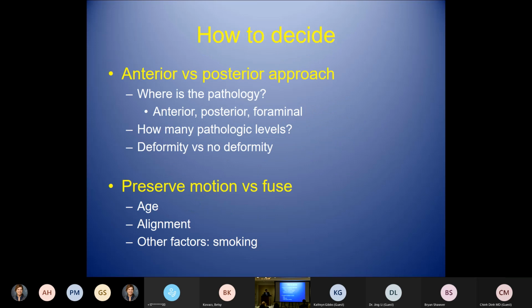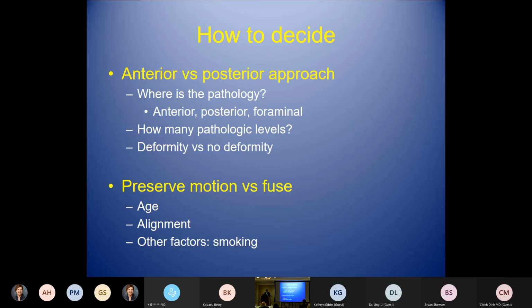So how do we decide? Do we go anteriorly? Do we go posteriorly? Do we do both? Do we do a fusion? Do we do a disc replacement? There's so many options. How do we actually decide these things? The way I think about them is, number one, where is the pathology, right? Is there a disc herniation from the front of the spinal cord that's pushing on the spinal cord, right? In that case, it's much, much easier for me to do an anterior operation rather than a posterior operation.